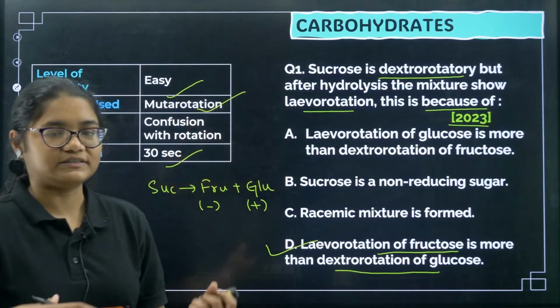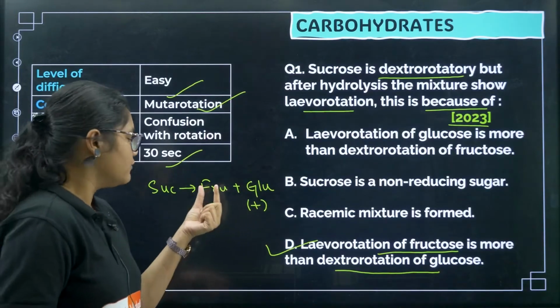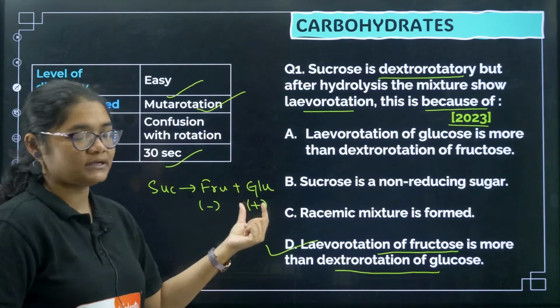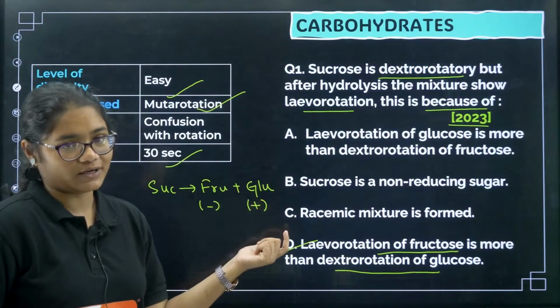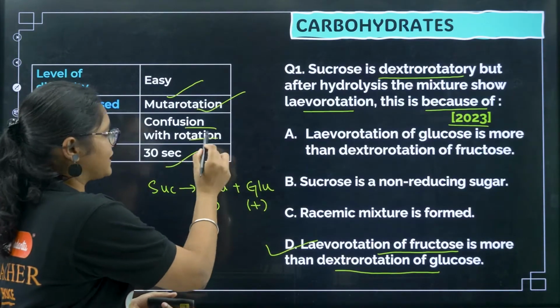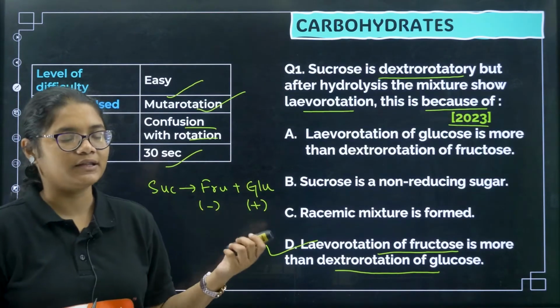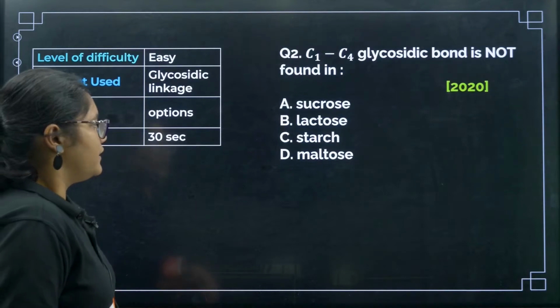Now where can you make a mistake here? The mistakes are possible if you get confused about which is levorotatory and which is dextrorotatory. Okay, that you need to remember. Clear? So that is what I have written. Confusion can be there with the rotations, but yes, if you have studied thoroughly, then there is no doubt. Next question.